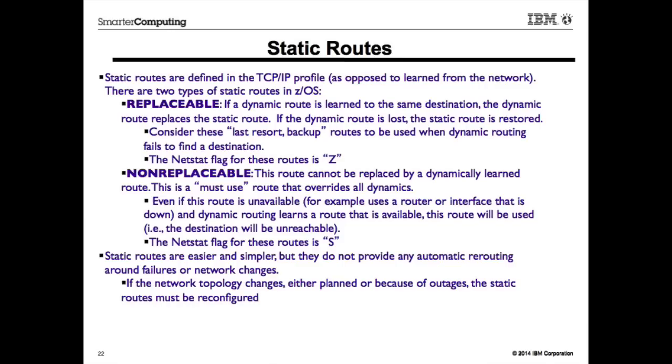Now, static routes are easier and simpler because you don't have to run a routing daemon, you just have to code them in the TCP/IP profile. But they do not provide any automatic rerouting around failures, and they don't provide any rerouting around network changes, simply because if the network topology changes, you have to reconfigure the static routing table manually.